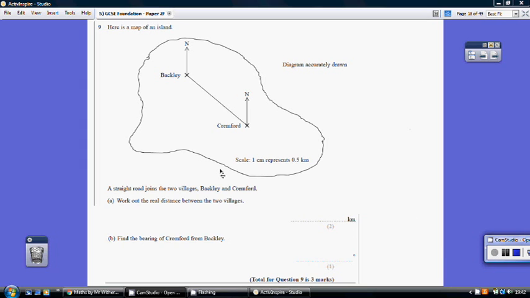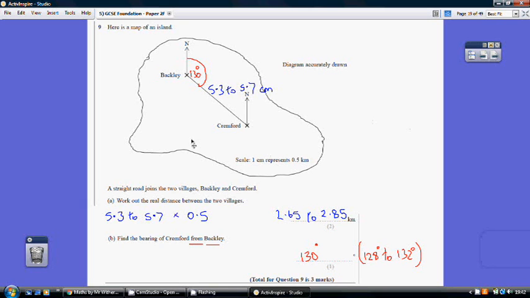Question 9. So we're told 1 centimetre represents 0.5 kilometres. Work out the real distance between the 2 villages. Now it's obviously hard to tell from my video, but if you were measuring it in the real paper, the length from Backley to Cremford was somewhere between 5.3 and 5.7. Those were the measurements that were allowed. So I measured it to be 5.5, but there's a little bit of leeway between the two. So any of those were allowed.